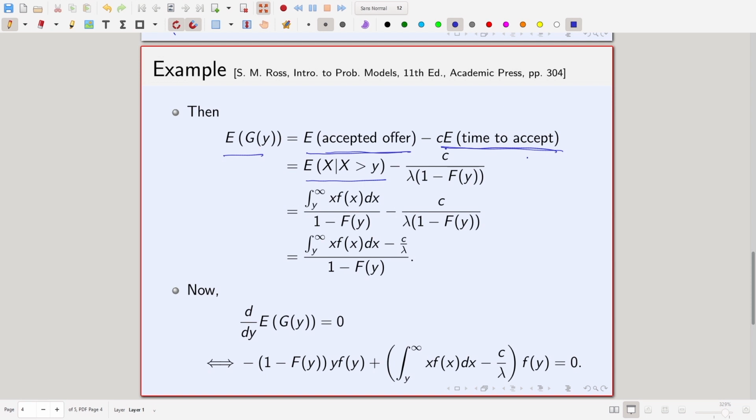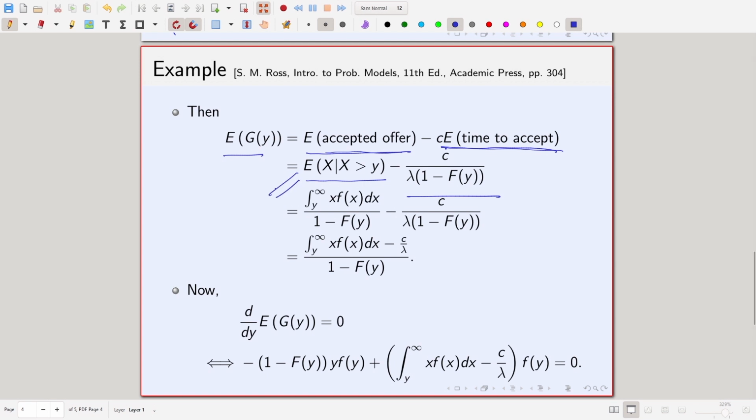Minus C times, remember what was the time to accept? So, the time to accept is basically the time until the arrival of the first offer of size greater than y. Now, that has distribution exponential with parameter lambda times 1 minus F(y). So, expectation of that will be just 1 over the parameter. So, you get C times C divided by lambda times 1 minus F(y). That is expected time to accept. C is just the rate at which you incur the loss.